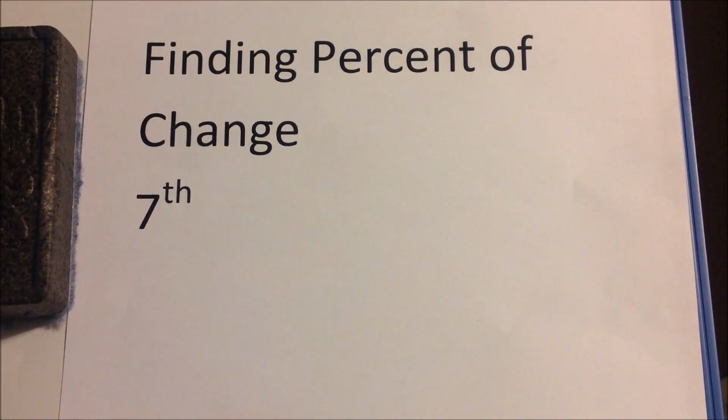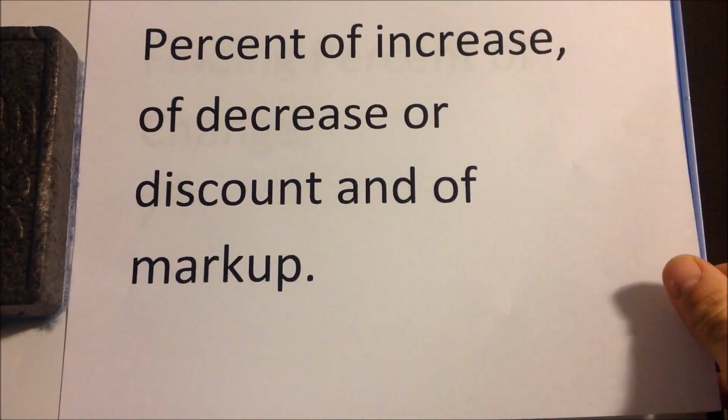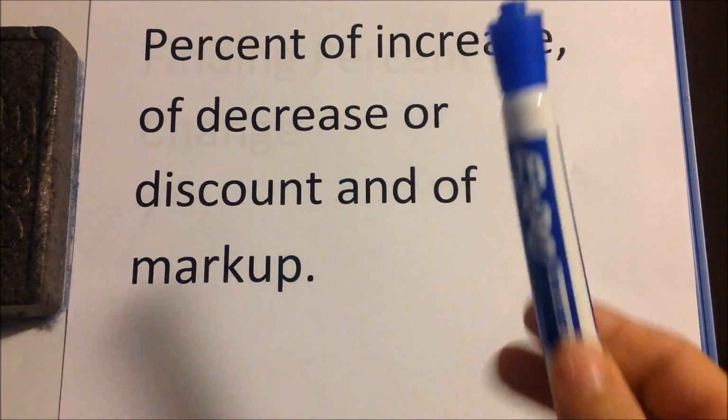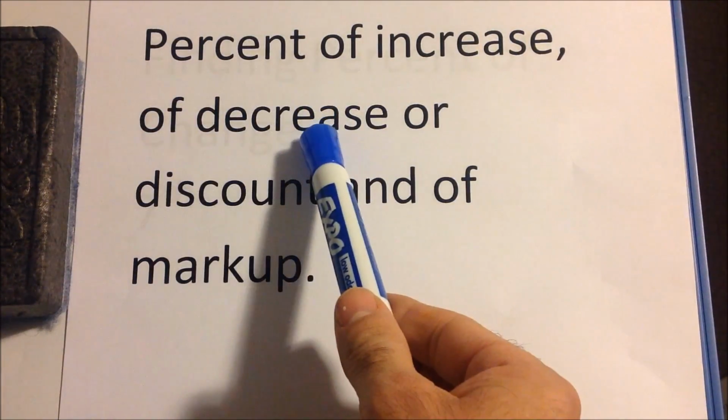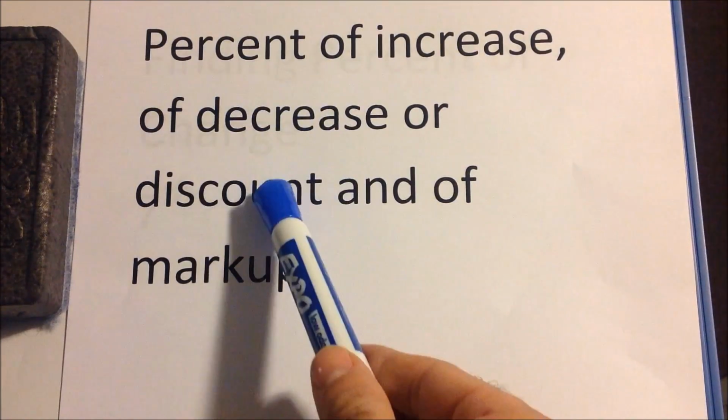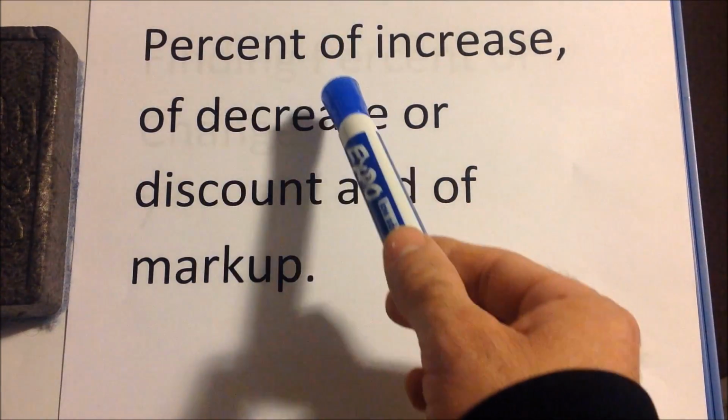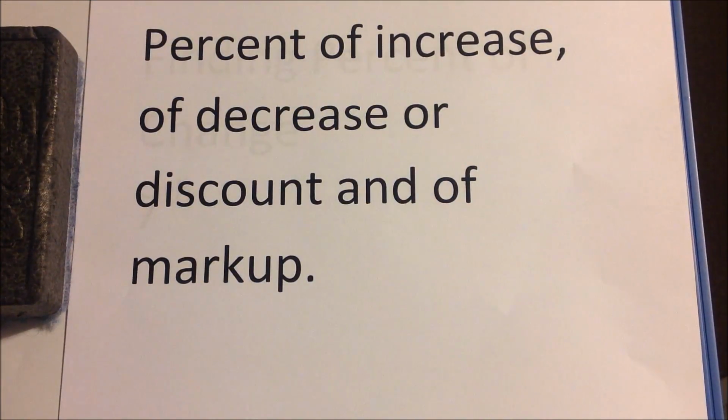Okay, here's our video on finding the percent of change. And we use percent of change when we want to find out how much a number or an amount increases or decreases over time. Right? So we can find the percent of increase, or we can find the percent of decrease, which is also called discount, and we can find the percent of markup. So we'll deal with these three in the video.